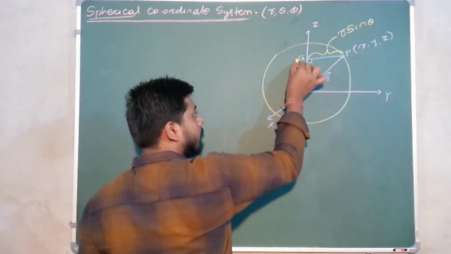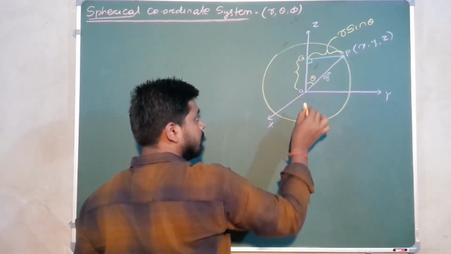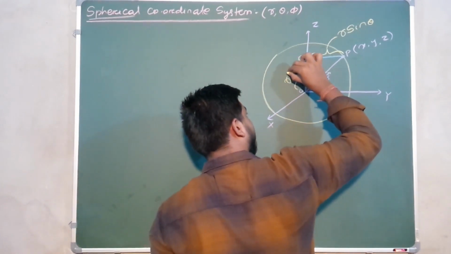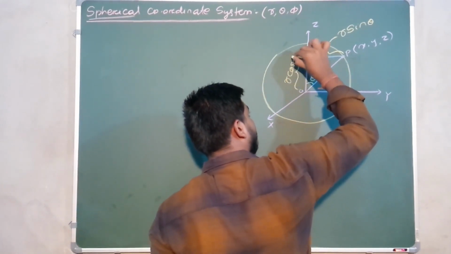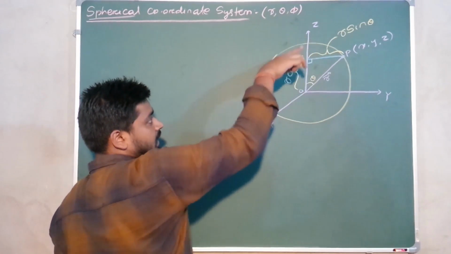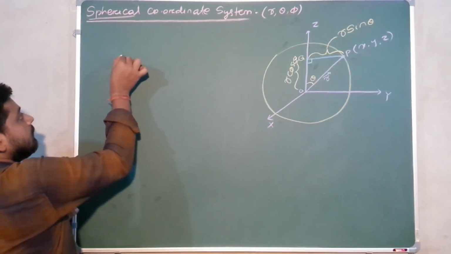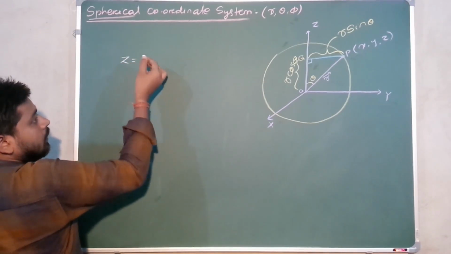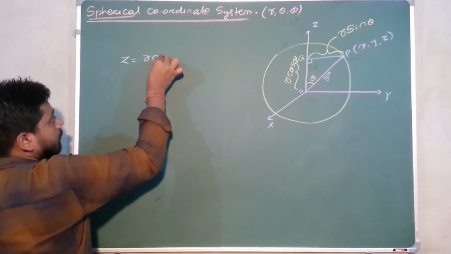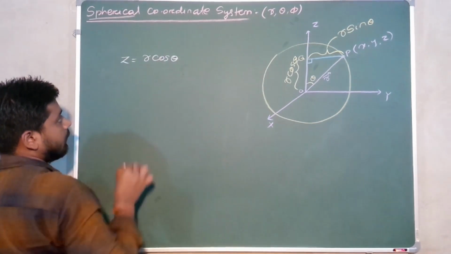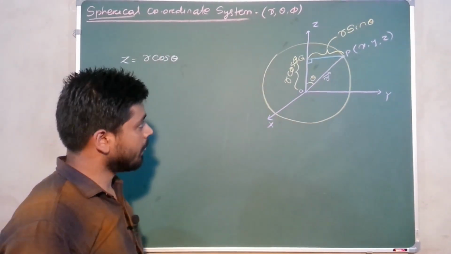Then OQ. This becomes r cos theta. So see here, r cos theta is along z. Yes or no? Just write down here z equal to r cos theta. Okay.